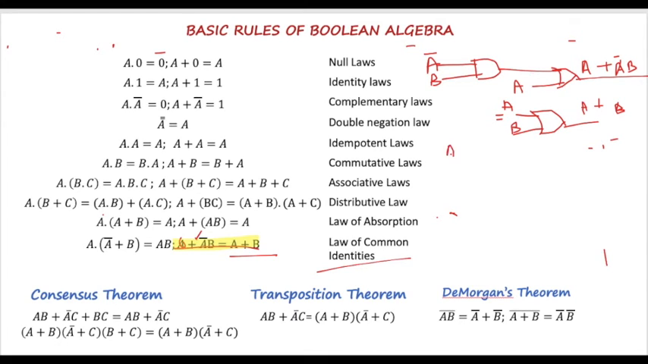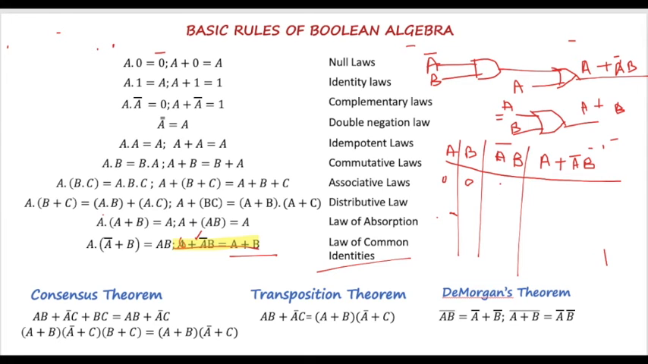It is also an easy one. A, B, A bar B, A plus A bar B. So this signifies the output of an OR gate.